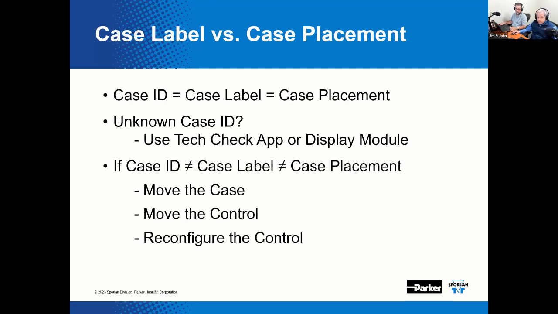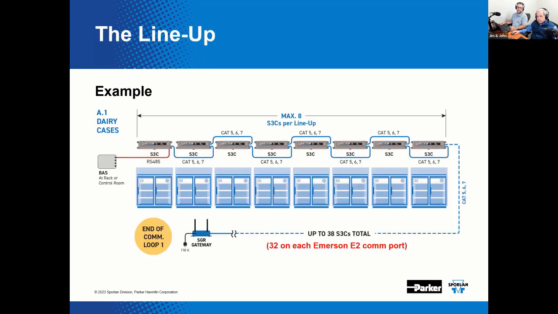Right. Here's a detailed view of the lineup. For example, we've got the dairy case lineup, and we can have a maximum of 8 shared cases. What does that mean, shared cases? Okay, so they can have a lot of the same settings, same defrost settings, same evaporator pressure, temperature control, things like that. And then again, note that depending upon the BAS manufacturer, we've got a limitation. 32 on that particular manufacturer.